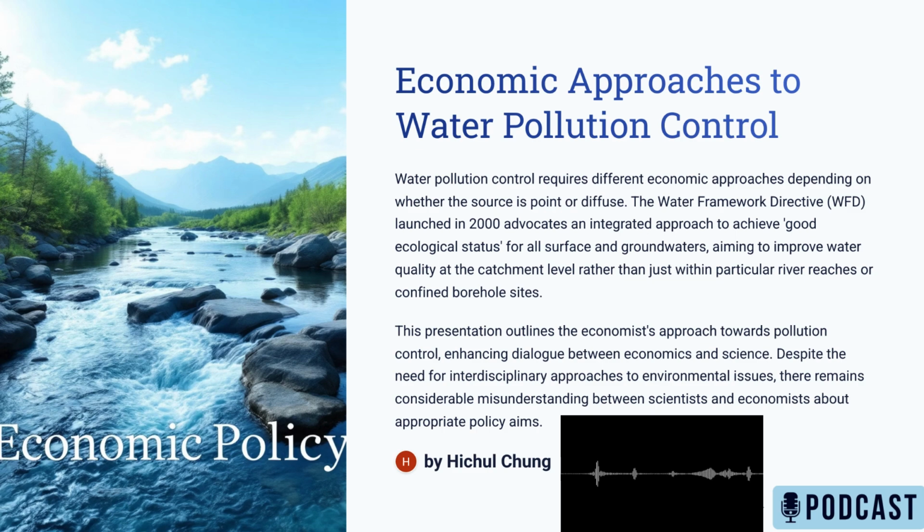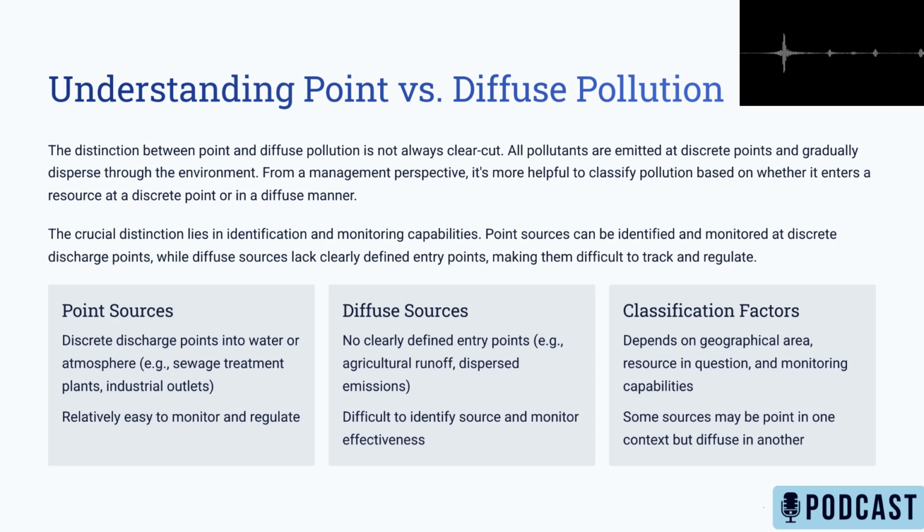And just to set the stage a bit, it's helpful to think about the different ways pollution gets into our water. We often talk about point source pollution. That's like a discharge pipe from a factory. You can literally point at it. You know where it's coming from. Right. Then there's diffuse source pollution, which is much more spread out. Think fertilizer runoff from farms flowing into rivers and lakes.